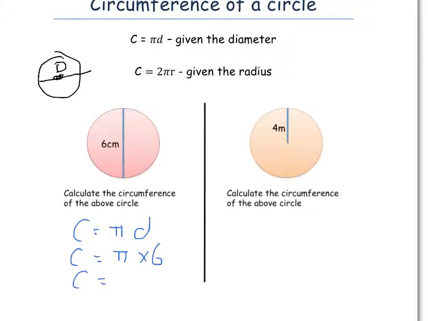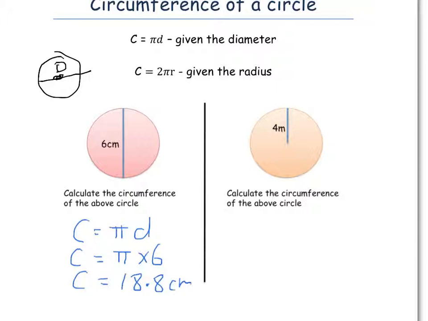You pick up your calculator, you get the answer 18.8 to 1 decimal place. Now because we're looking at distance around the outside, the units of this are centimetres.